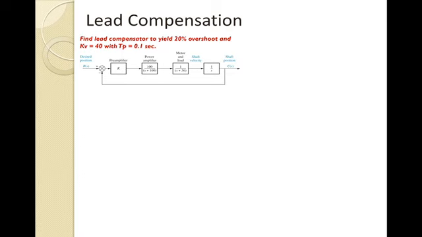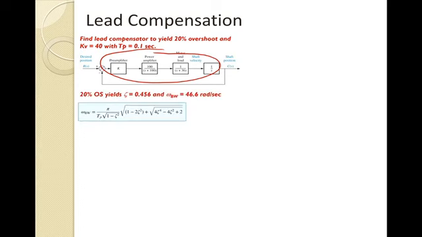So now what we want to do is take our original system that we've been looking at and design a lead compensator to yield a 20% overshoot with a KV of 40 and a peak time of about 0.1 seconds. For the 20% overshoot, we can find that relationship to our damping from previous equations, and also what our closed loop bandwidth is going to be from a previous equation. Then we can relate that to our peak time. So if we know our peak time and our damping, we can find our closed loop bandwidth as shown there.